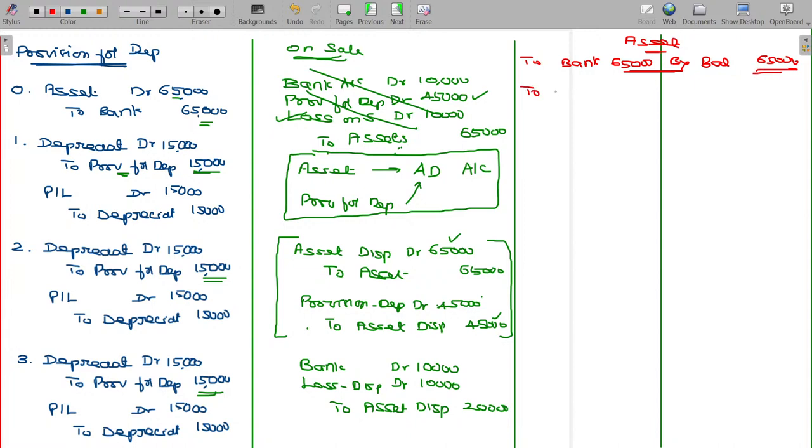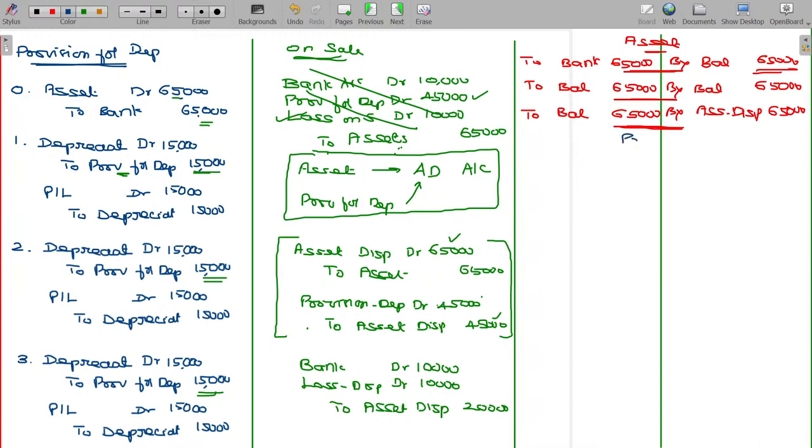Second year, to balance, then the opening balance remains the same, by balance 65,000. When the third year comes, to balance 65,000. By the third year, this asset is transferred to asset disposal. So from here it goes to asset disposal. Hereafter we don't have any balance; asset account is closed.